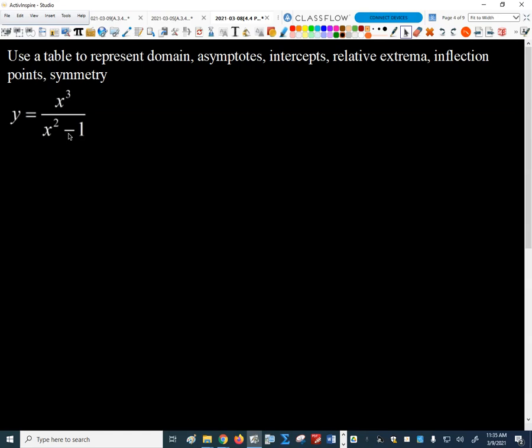So we know we're getting odd symmetry, or I can just do my test for symmetry. The domain is x cannot equal plus or minus 1. Those are vertical asymptotes, aren't they? Those are zeros of the bottom, but not the top. We get odd symmetry.